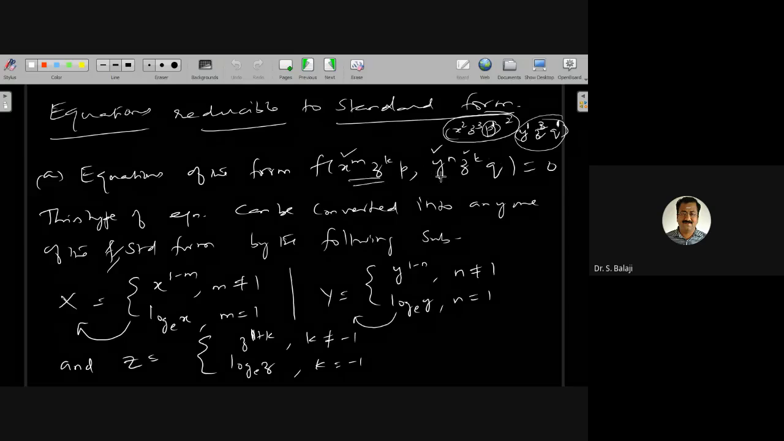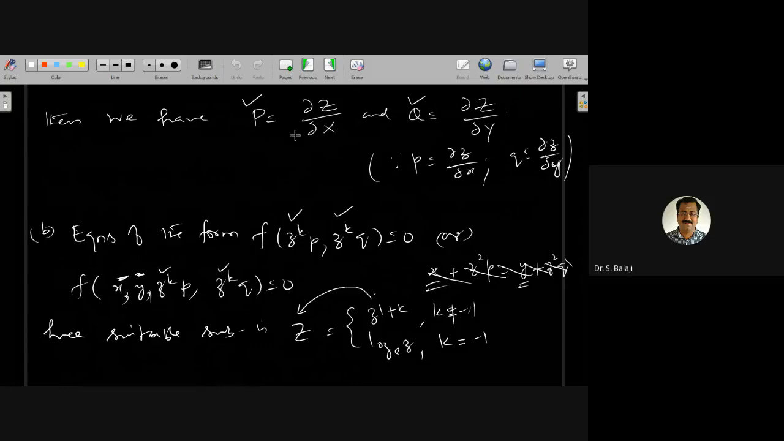Equations with x power, z power, p power 1 and q power 1 type of thing. Similarly y power. For that type of equation you can put a substitution like this: if m is not equal to 1, X equals x power 1 minus m, and capital Y, you are converting all three. If x, y and z all get power, then you can put all capital letters, and correspondingly we can get capital P and capital Q.